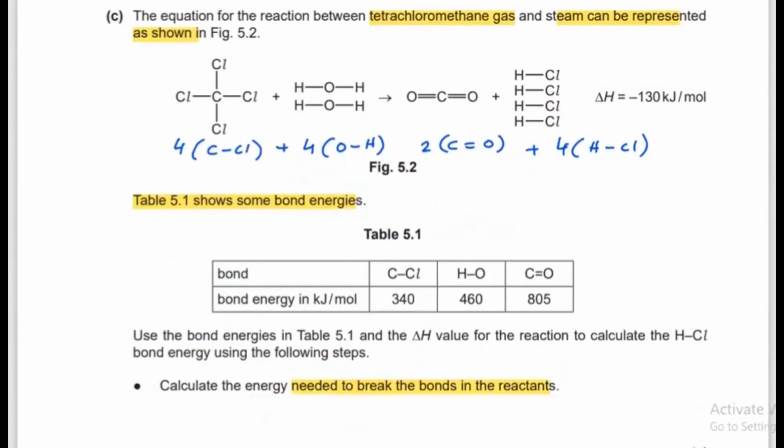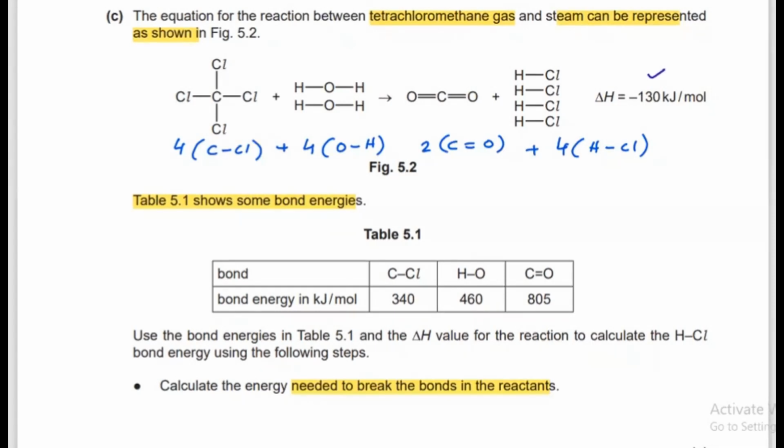Now, the next part is regarding enthalpy change calculation by using average bond energies. These are all the displayed formulas of the reactants and the products. As we can see, there are 4 C-Cl bonds on the left hand side, 4 O-H bonds, then 2 C=O bonds, 4 H-Cl bonds, and the enthalpy change is given. Let's start from the first part.